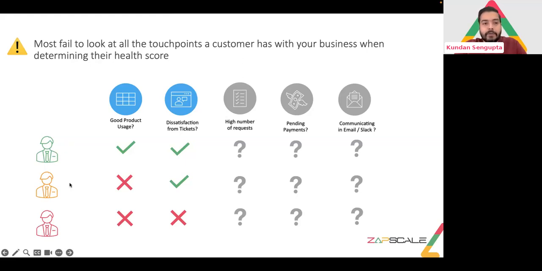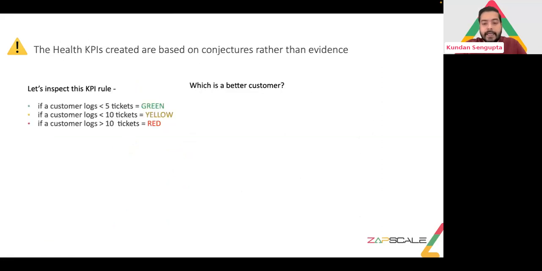The second example that we looked at was of conjecture based health KPI. So the example that we looked at was, if a customer is logging less than 5 tickets, they're doing good. Between 5 and 10, they're yellow. More than 10, they're red, which is they're doing bad.